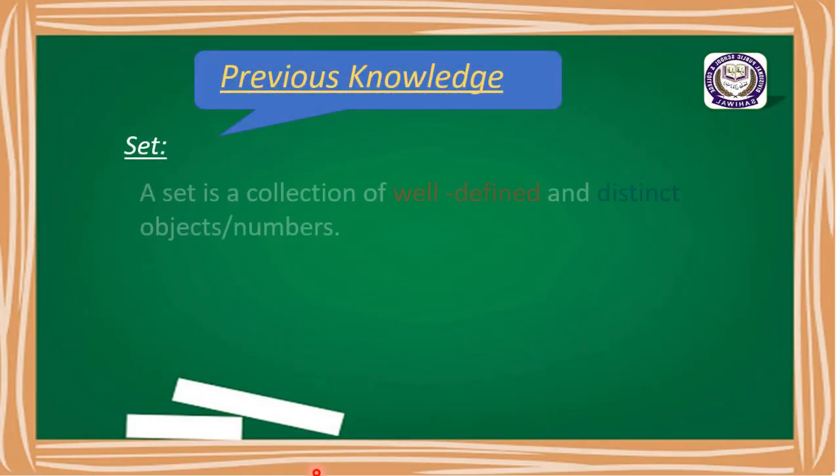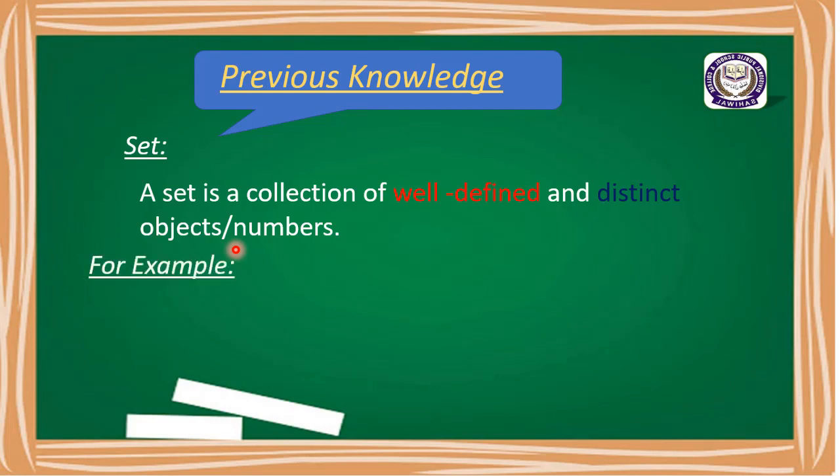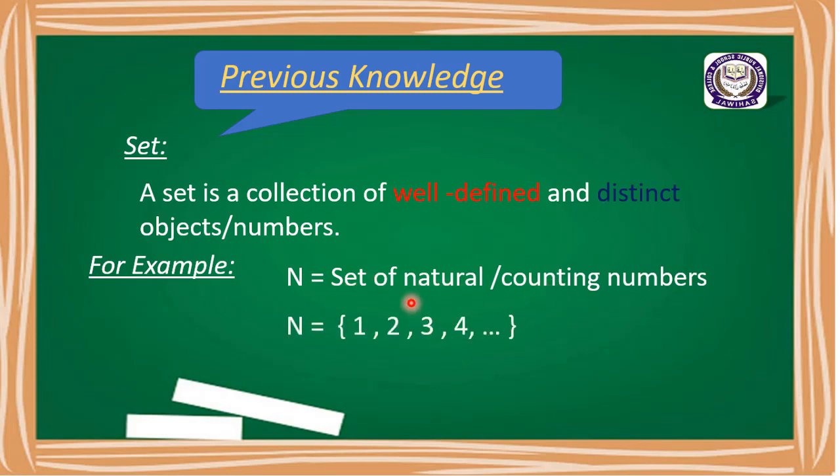As you know already about sets, what is a set? A set is a collection of well-defined and distinct objects or numbers. For example, here N is a set of natural or counting numbers. That is, N is a set consisting of the elements 1, 2, 3, 4 and so on. And here N is a set which consists of the elements of natural number x such that x belongs to N.